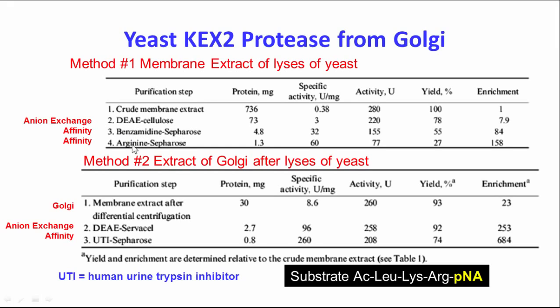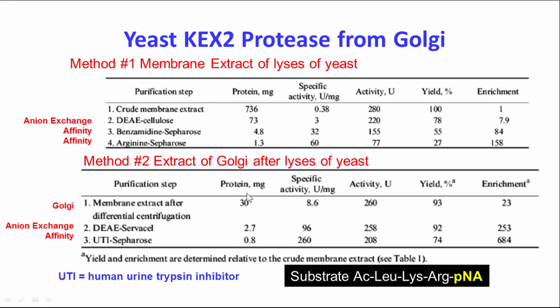Benzamidine is an affinity method, and arginine Sepharose is an affinity method, and finally we wind up with a specific activity of about 60, and wind up with 1.3 milligrams of protein, and we've purified it 158-fold. Method 2 involved the isolation of the Golgi by differential centrifugation. Once those were isolated, then they were extracted.